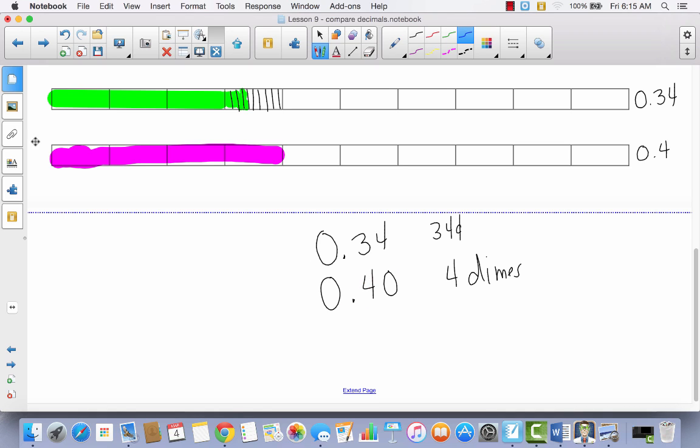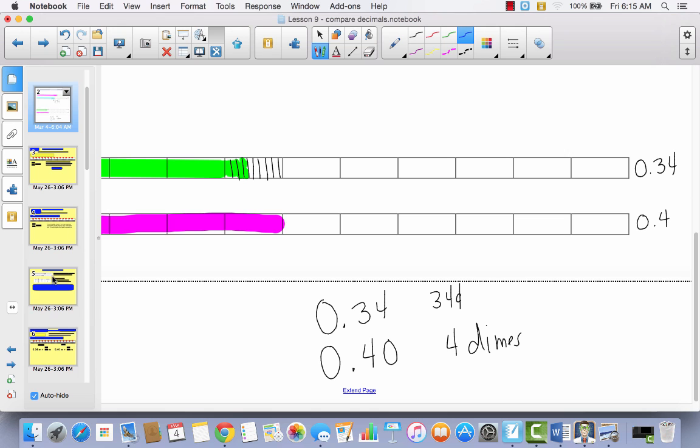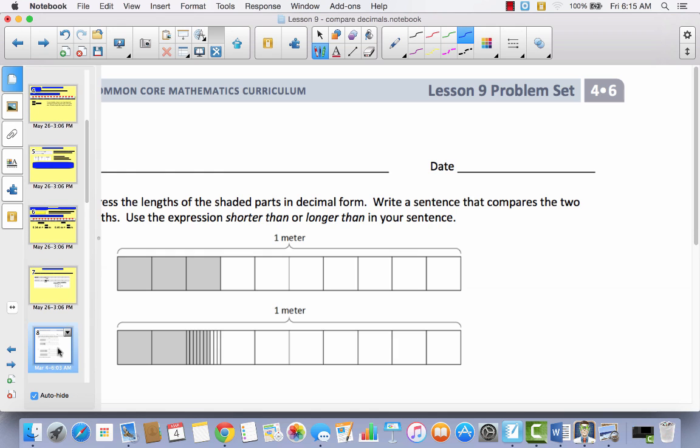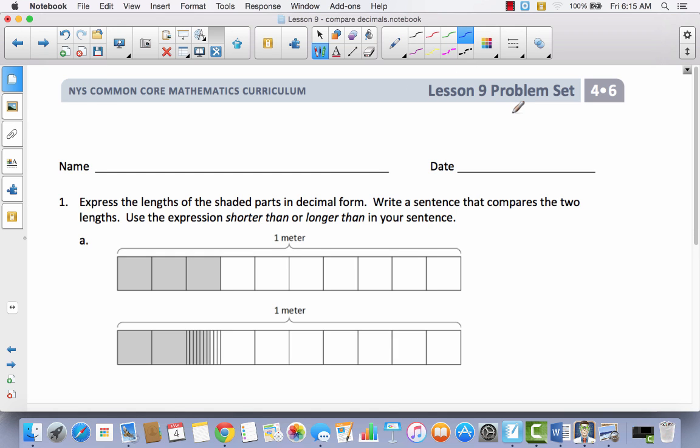Okay, so let's go ahead and turn to our problem set now, and let's practice a little bit more. All right, so on your problem set, you're going to see they already shaded for you, which kind of saves us some time, doesn't it? It says, express the lengths of the shaded parts in decimal form. Write a sentence that compares the two lengths. Use the expression shorter than or longer than in your sentence. Okay, so let's look at this one.